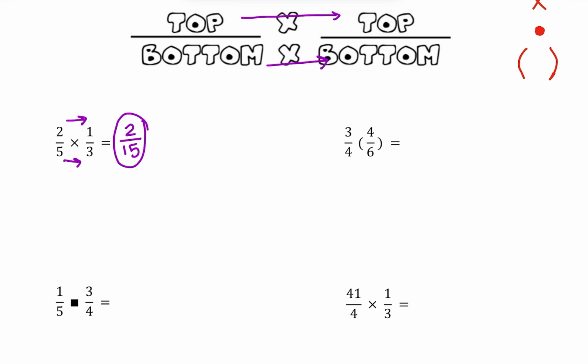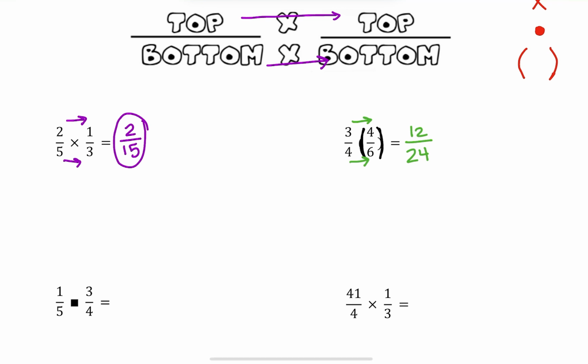So in this next example, I have parentheses and they're kind of small, so I'm going to go ahead and make them a little bit bigger. And there's nothing between the parentheses, so this is multiplication. So we are going to go top times top. 3 times 4 is 12. And 4 times 6 is 24. Top times top, bottom times bottom.